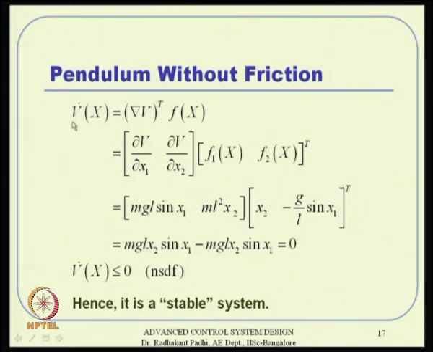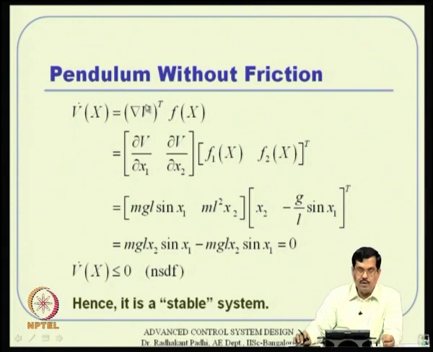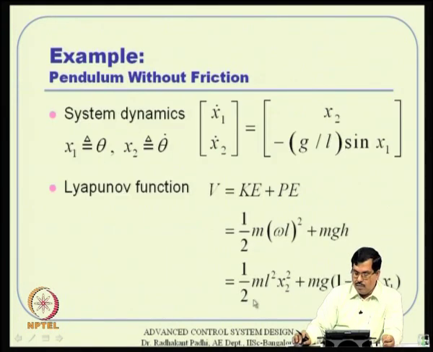Then what about my V dot? V dot is, as we discussed, del V by del x, or gradient of V transpose, times f of x. So, that is my gradient V transpose, del V by del x1 and del V by del x2 as a row vector, and then f1 of x and f2 of x as a column vector. So, if I carry out this algebra, I have got a V expression.